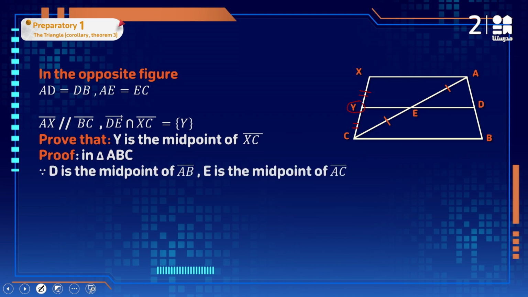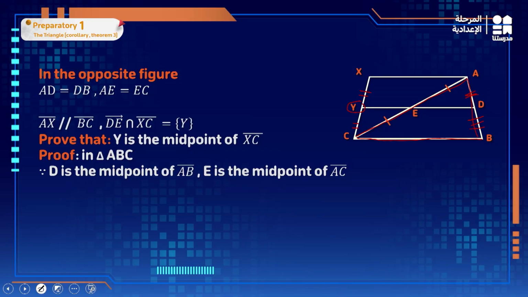First, in the triangle ABC, I'm gonna do it here. A, B, C, this triangle. D is a midpoint of AB. It is given in the question because they are equal. So this one equal to this one. Then E is a midpoint of AC. It is given, so AE equals EC. Therefore, DE parallel to BC.